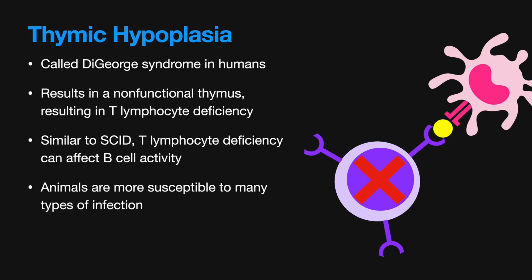Thymic hypoplasia is a similar condition where there is a non-functional thymus. This results in a T lymphocyte deficiency. Similar to severe combined immunodeficiency, T lymphocyte deficiency can affect B cell activity. Therefore, these animals are more susceptible to many different types of infections.